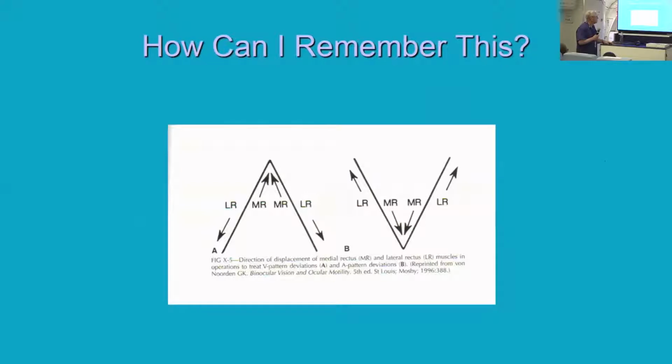So how to remember this? This is from the Basic and Clinical Science Course books from the AAO. Direction of displacement of the medial rectus and lateral rectus muscles in operations to treat V pattern deviations. And with the A's, the medial rectus muscles are displaced toward the apex, the laterals towards the base, and the same for the V patterns, medials towards the apex, laterals towards the base. So this is a good thing to use when necessary. It avoids you having to do more surgery than necessary, and it can work pretty well.